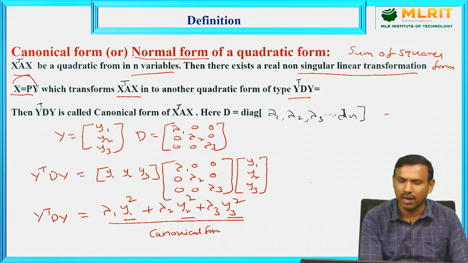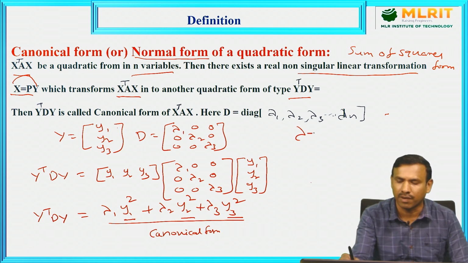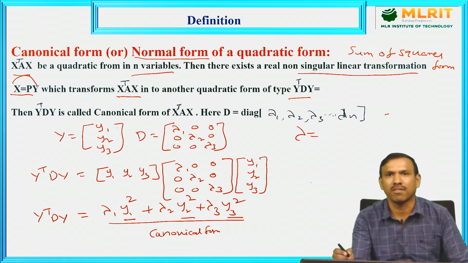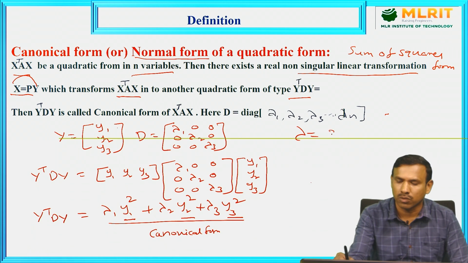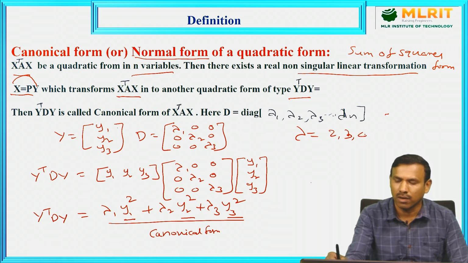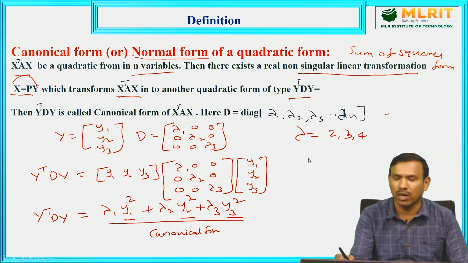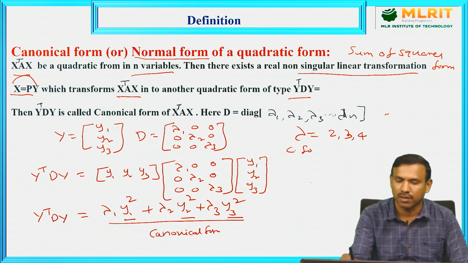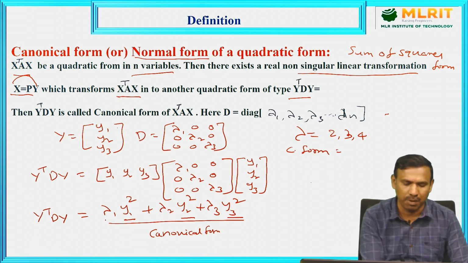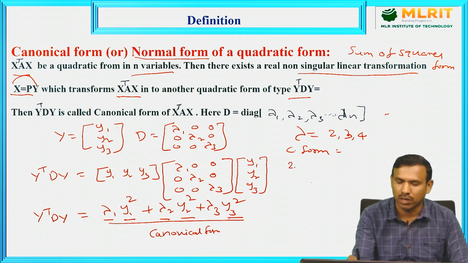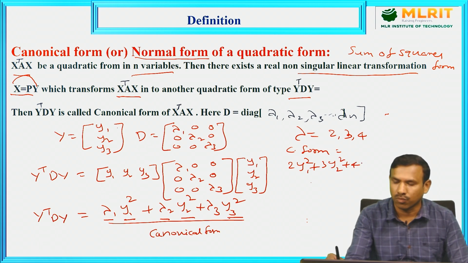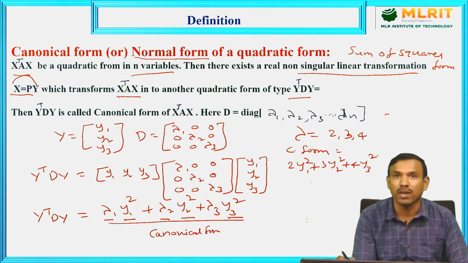Generally, suppose for a given quadratic form, it is converted into matrix A, and you got lambda is equal to 2, 3, 4. For this one, I can say directly what the canonical form could be. Substituting lambda 1 as 2, lambda 2 as 3, and lambda 3 as 4, you can write 2 into y1 square plus 3 into y2 square plus 4 into y3 square. This you can call a canonical form.